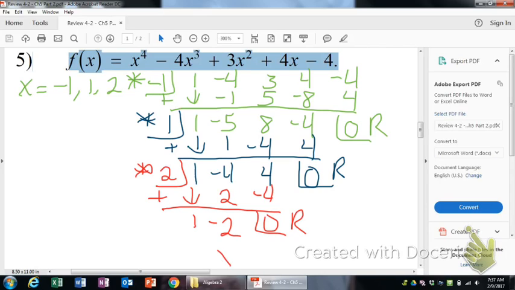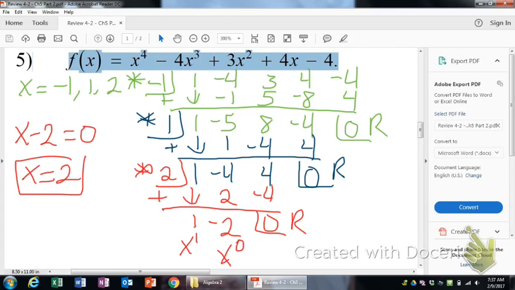Now, what that means is you have x to the 0 and x to the first left. So you have x minus 2 equal to 0. That means I can go ahead and solve and get x equals 2. So I have these 3 solutions, and x equals 2 was a double root.